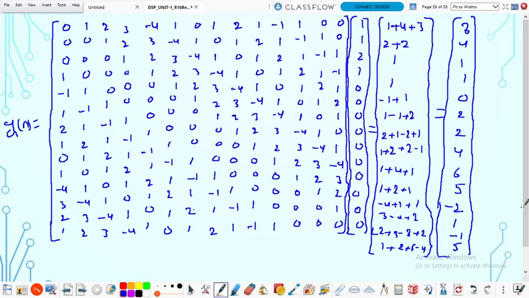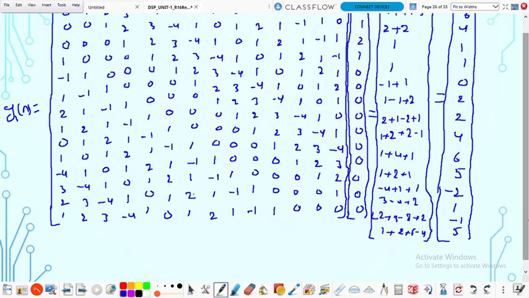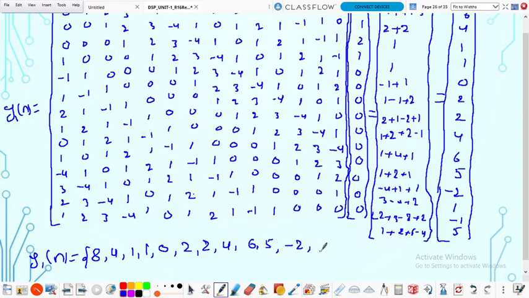So therefore the output sequence y1 of n is equal to 8, 4, 1, 1, 0, 2, 2, 4, 6, 5, minus 2, 1, minus 1, 5.